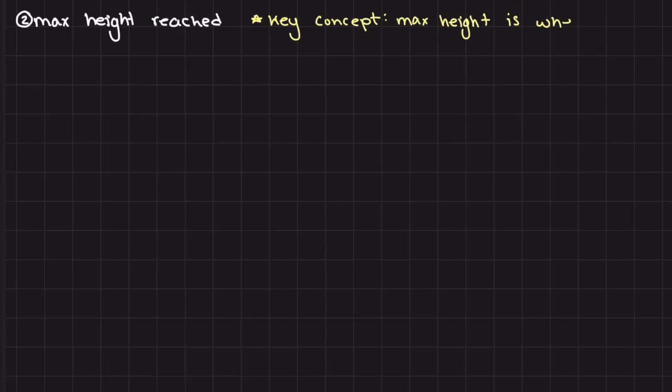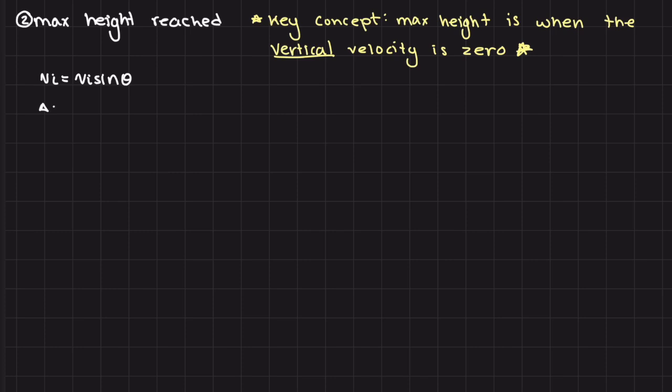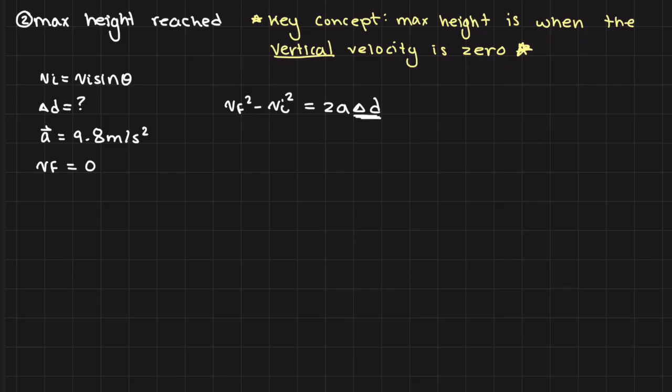Let's now move on to part 2 of our problem, which is finding the max height reached. The key concept to keep in mind when solving this problem is the fact that at our max height, our final vertical velocity is 0. With that said, let's write out our initial given information. We have our initial velocity, we have our displacement, which is what we're looking for, and we also have acceleration, and we have our final velocity. So we can go to one of our 5 key kinematic equations, which is the one I am writing down right now, and we are looking for our displacement. So we can isolate for that.